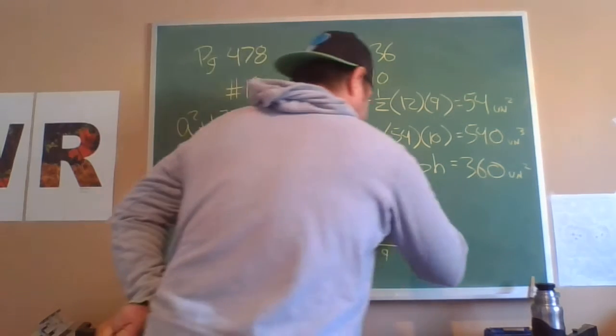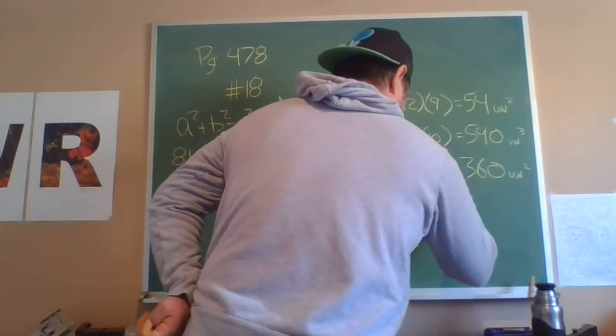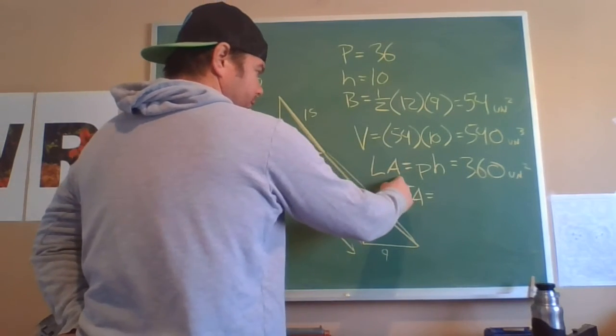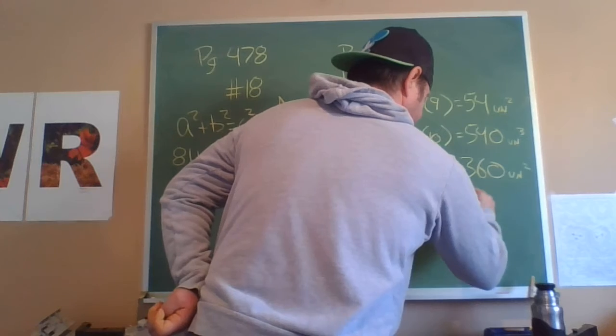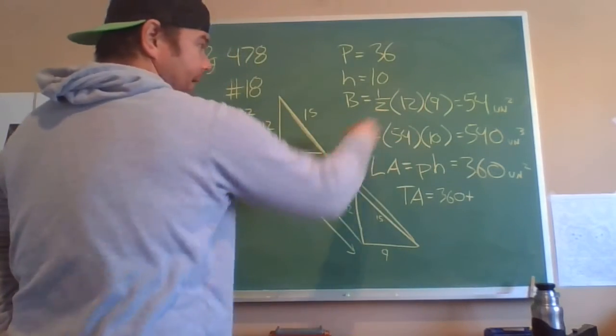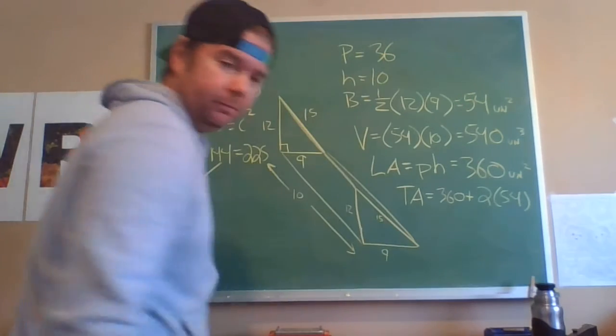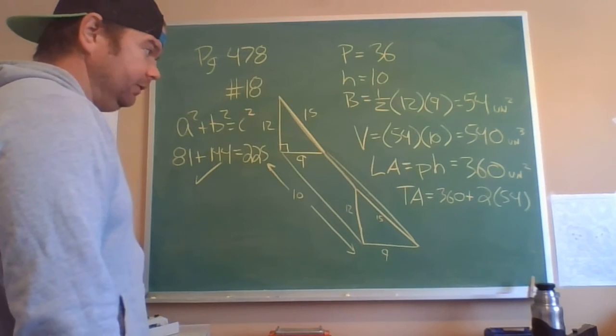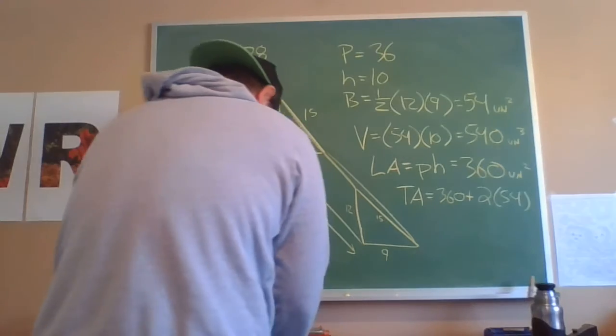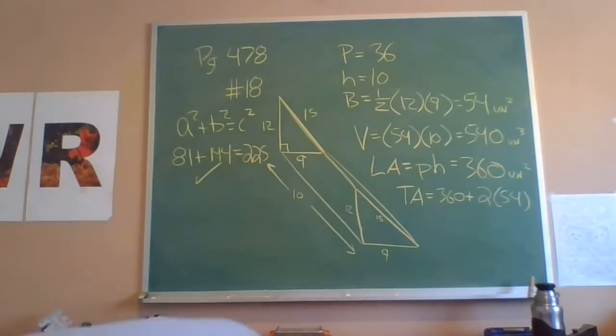Oh, and then total surface area. Total surface area would be the lateral area, which is 360, plus 2 of these bases, because a prism has two bases. So 360 plus 2 times 54. Oops.